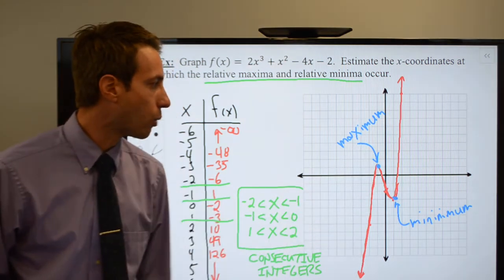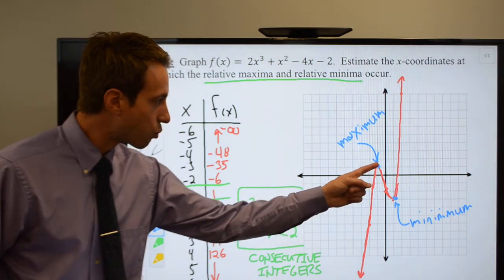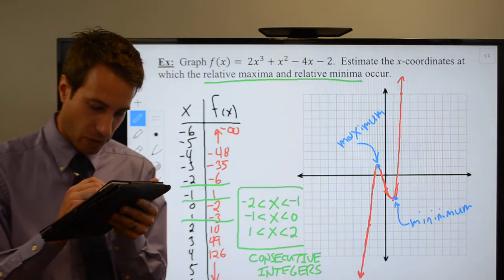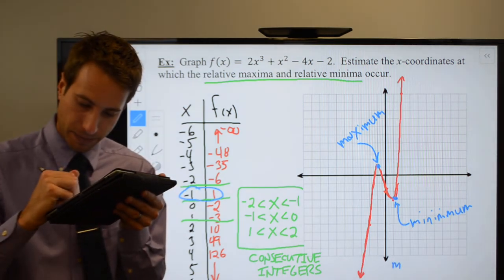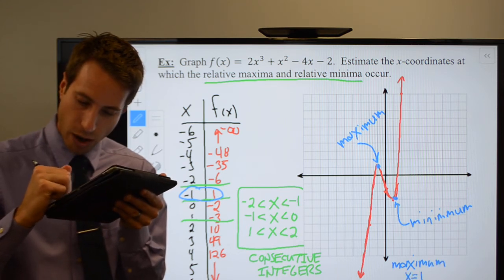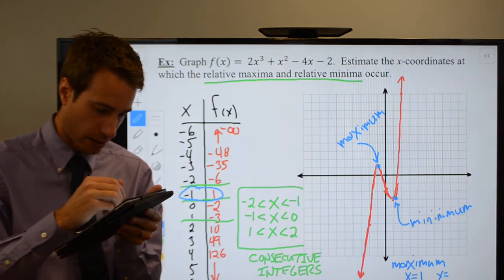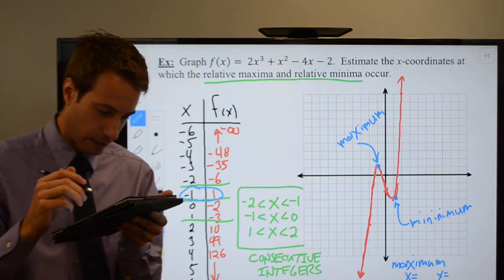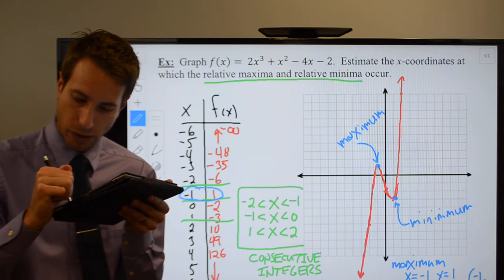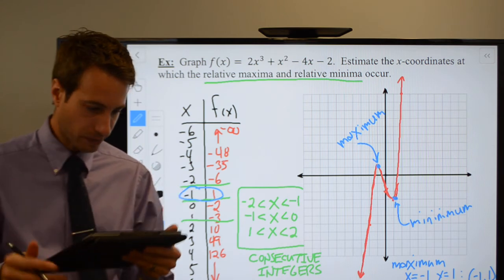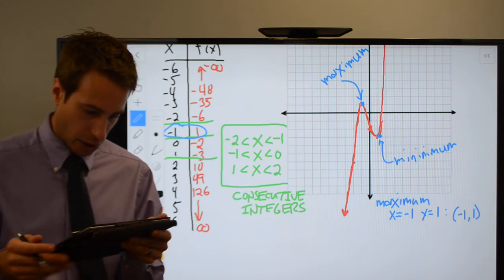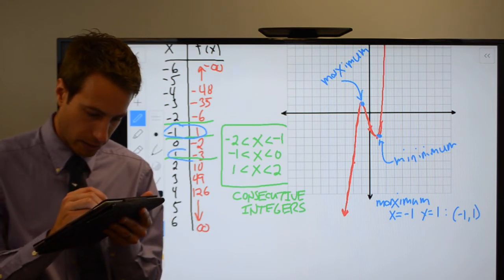So my maximum, well, where does it occur? It looks like that relative maximum occurs at this negative 1, 1. This guy right here is my maximum, which happens at x equals negative 1, y equals 1, which is the point negative 1, 1, if you wanted to write it as a point. And my minimum, it appears, would occur right here at 1, negative 3.